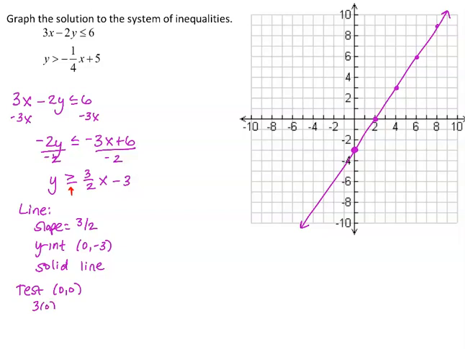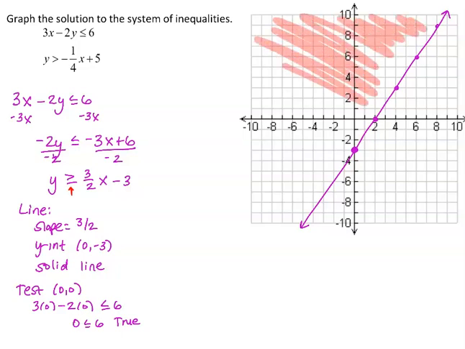So 3 times 0 minus 2 times 0, is that less than or equal to 6? So we have 0 minus 0. We have 0 is less than or equal to 6, which is a true statement. So what that is telling us is the point 0, 0 is on the side of the line that has the shading. So as we come to take a look at our line, we said either above the line or the side that has 0, 0. So we can now start to see that this is where the solution set must be. But that's just for the first inequality.